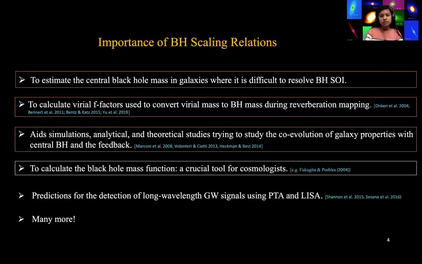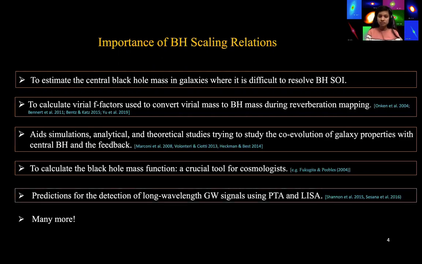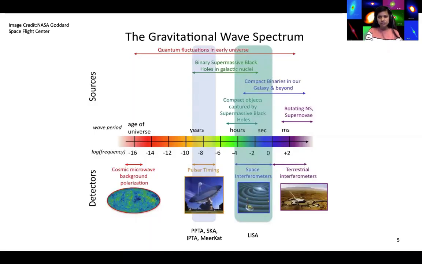And one of the most important applications is that the black hole scaling relations can be used to calculate the black hole mass function, which is not only an important tool for cosmologists. For us as well, the black hole mass function, along with the knowledge of galaxy merger rates, can be used to predict the detection of long-wavelength gravitational waves. Specifically, the gravitational waves generated by the merging supermassive black holes, which fall in the detection domain of pulsar timing arrays and the most awaited space interferometer LISA.